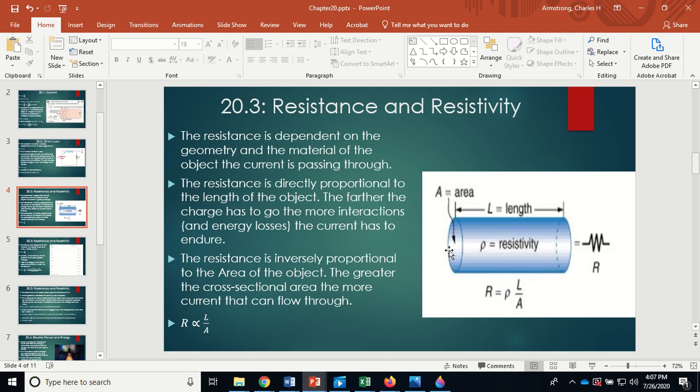Common sense tells us that the greater the area, the smaller the resistance will be, because that gives the electrons more room to pass through. Also, common sense says the longer the length it has to pass through, the greater the resistance is going to be. So the resistance is proportional to the length, the greater the length, the greater the resistance, but inversely proportional to the area. The greater the area, the smaller the resistance, because the electrons will have more room to pass through.